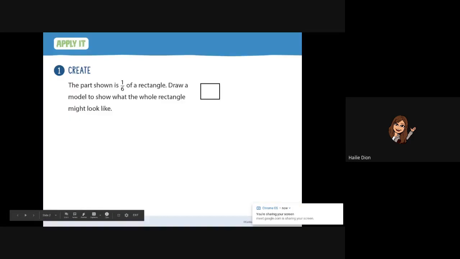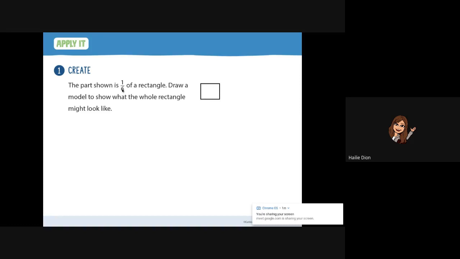So, number 1 says the part shown is 1/6 of a rectangle. Draw a model to show what the whole rectangle might look like. So again, this is very similar to the ones we did yesterday. This one little cube is 1/6 out of the entire rectangle.